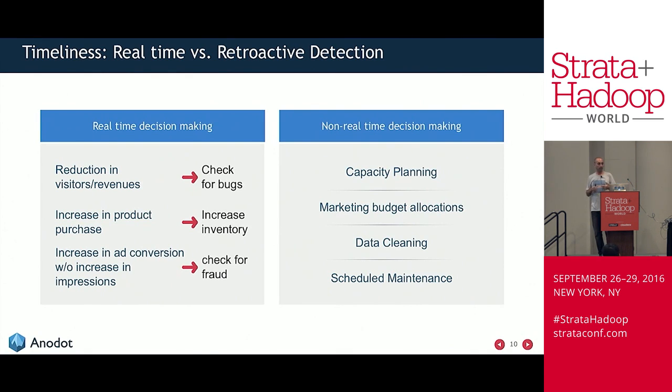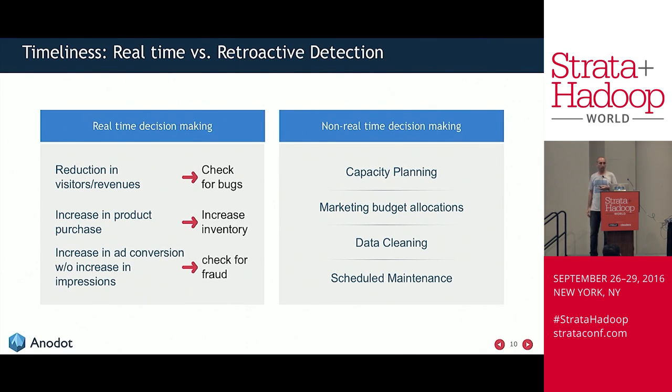If I see an increase in the number of purchases of a particular product on my e-commerce site, then I should increase inventory today, not a month from now, because I'm going to run out of inventory and lose money as people coming to buy that product leave and go to another site. If I see an increase in ad conversion without an increase in the number of impressions, usually that could be fraud. If I don't react to it right now and I don't have that in real time, then I'm losing money to that fraud. So I can't wait. So these are examples of real-time decision-making.